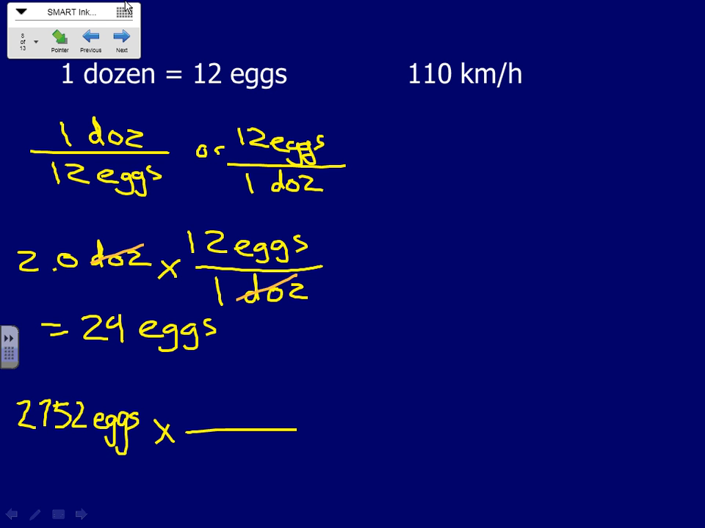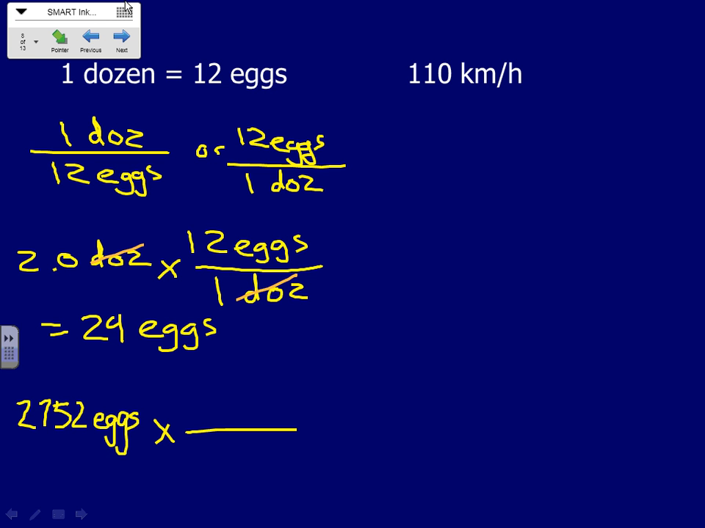I'm going to choose one of the conversion factors that's going to allow me to cancel out the unit eggs and leave me with the unit dozen. Which of the conversion factors does that? The first one or the second one? Which one's going to allow me to cancel out the unit eggs? Because I want to get rid of that unit eggs. Which conversion factor is it? Yep.